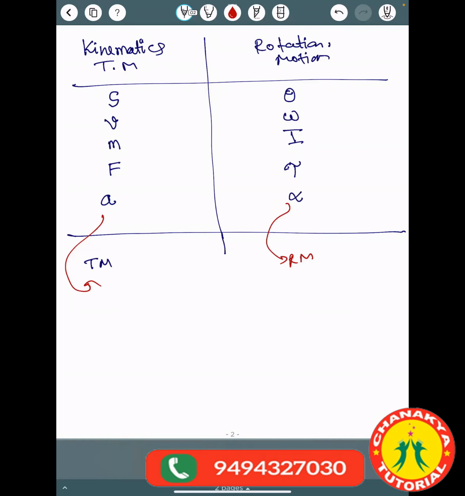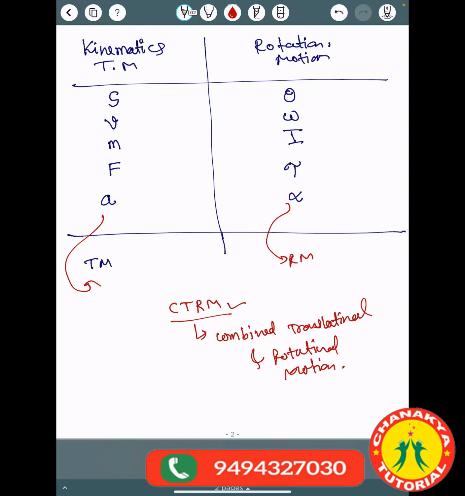What if a body is rotating also, moving also? We will call it combined translational and rotational motion, CTRM. So if this kind of question comes, you divide it into translation and rotation, then combine. That's it. Xavier, you listen to this lecture carefully. For you, it will be very useful later. Yes, sir. Yeah, note it down. What is theta, what is omega, what is I, you write their names.